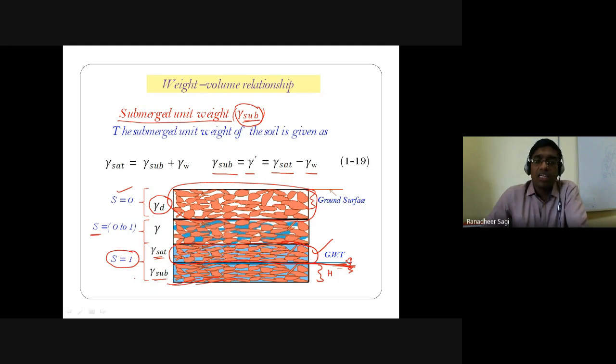How do we write the submerged unit weight? The submerged unit weight is the saturated unit weight of the soil minus the unit weight of water. So whenever the soil is in a submerged state as well, all the voids are filled by water, and the corresponding degree of saturation is equal to 1.